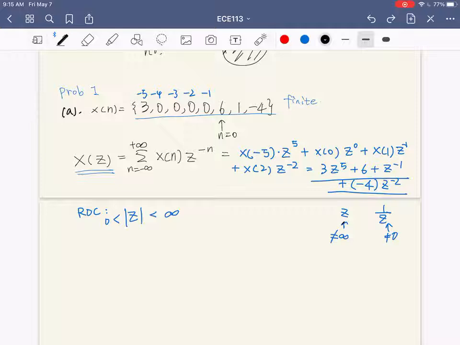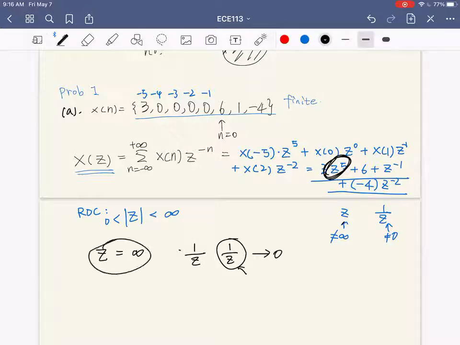Yeah, and sometimes when we say that z can be equal to infinity, it is in the case that we only have constant and 1 over z terms in the x of z. So you'll see that for 1 over z, no matter how big your z takes, it will converge to 0, right? So it doesn't matter. But here we have a z to the 5 term, so it will be affected by z equals to infinity in this case.